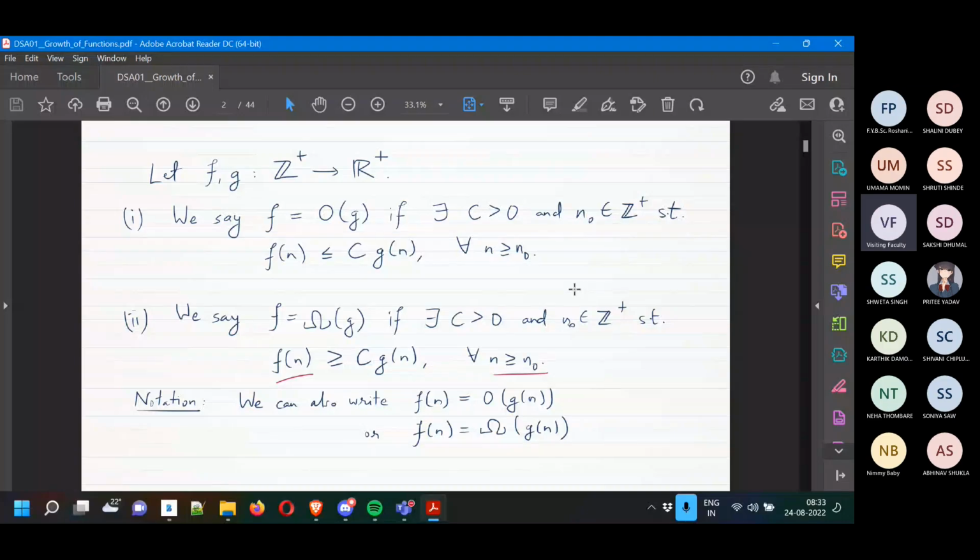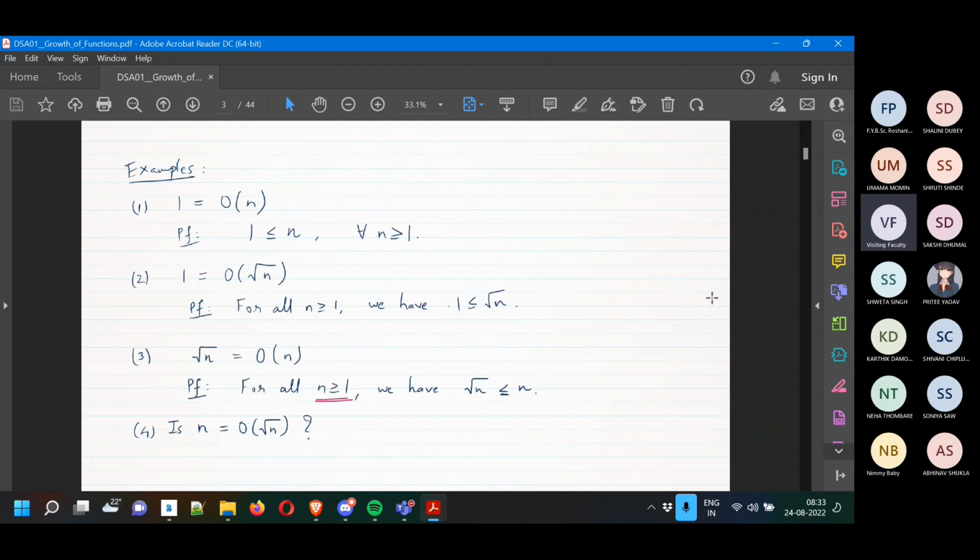Can you see this PDF? So this is some notes from last time where there are some examples. We have already seen these definitions. Look at this example. See, the constant function one is big O of n because one is less than or equal to n, right? Similarly, one is big O of square root n because one is also less than or equal to square root n.